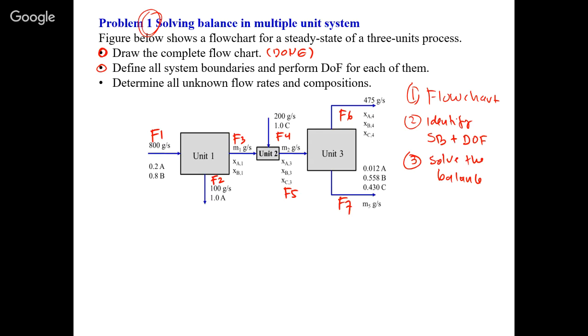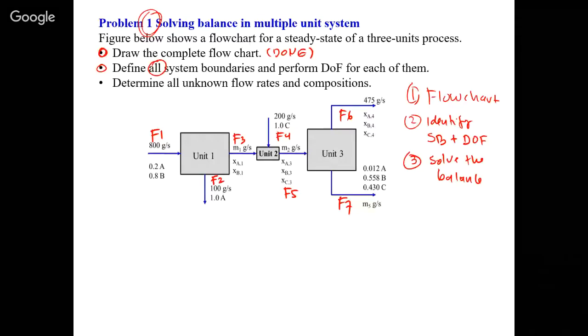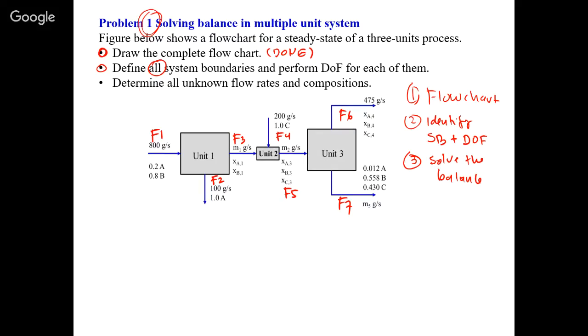Next, we need to identify all possible system boundaries. We do it from the system boundary involving the least number of units. Let's say the first system boundary is for unit number one. For unit number one, you have F1 coming in, F2 going out, and F3 going out.